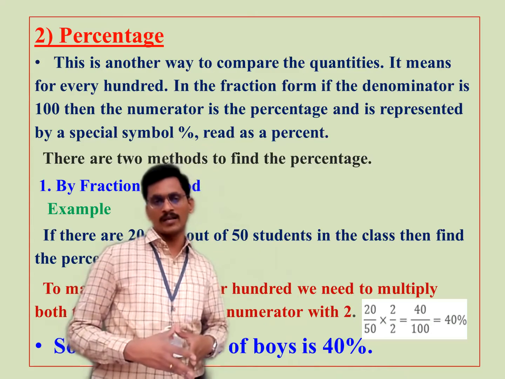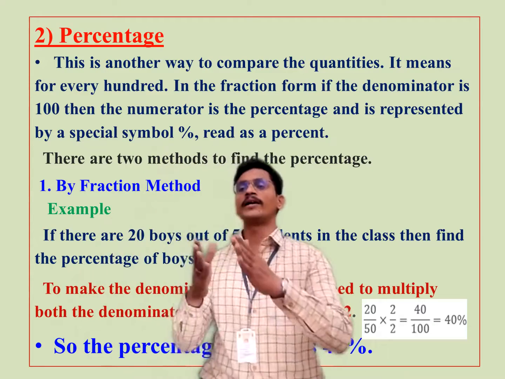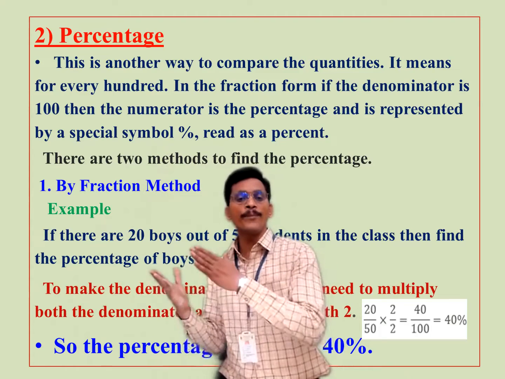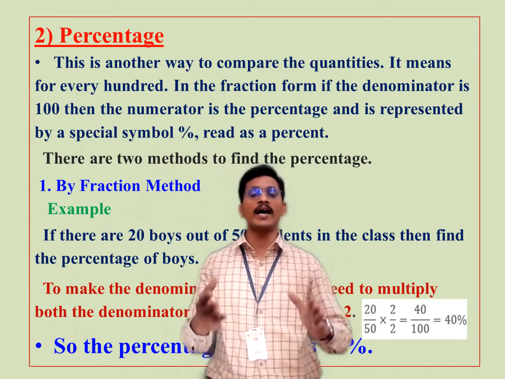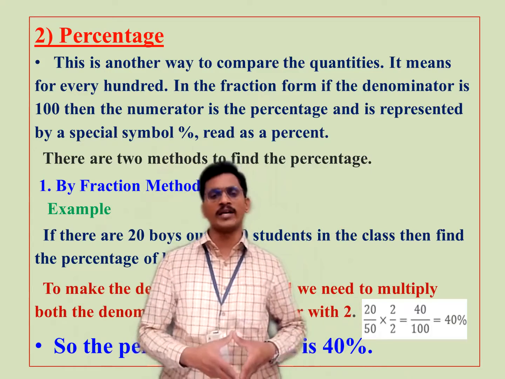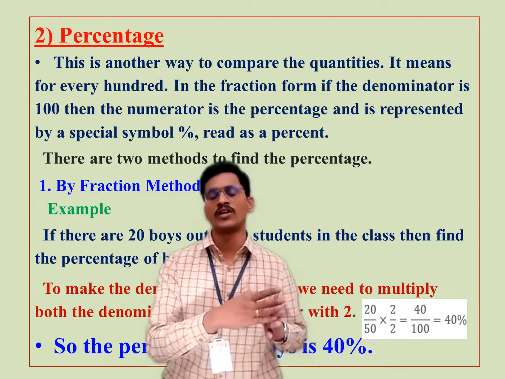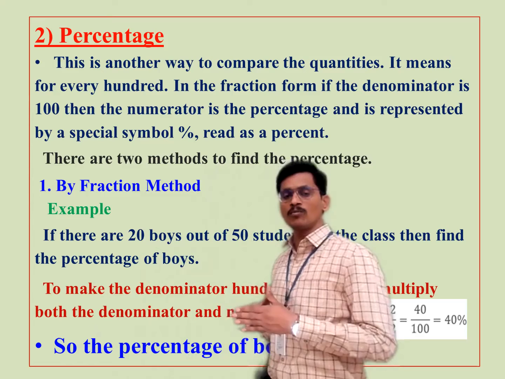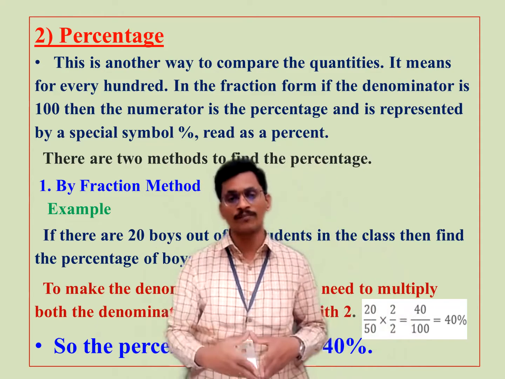Now another comparison. How to compare? We can compare with 100. Correct? With 100. So if we compare a quantity with 100, then we can consider it as percentage. So it is another way to compare quantities. It means for every 100, how much? For each 100, how much? It is nothing but the percentage. What is the symbol for percentage? Like this symbol is there. It is already given on screen, you may check.